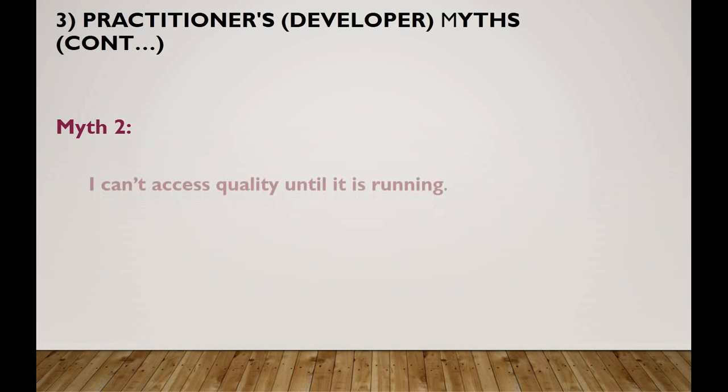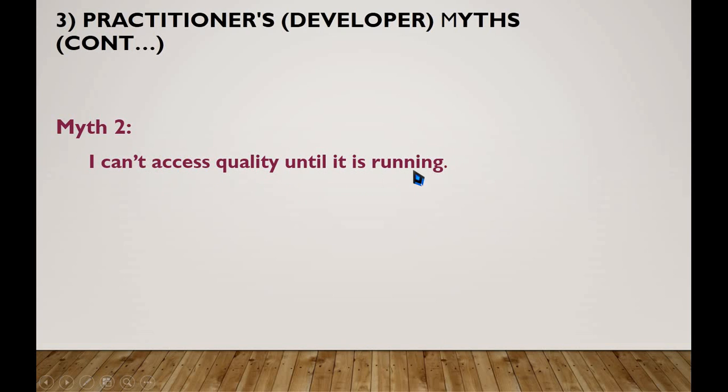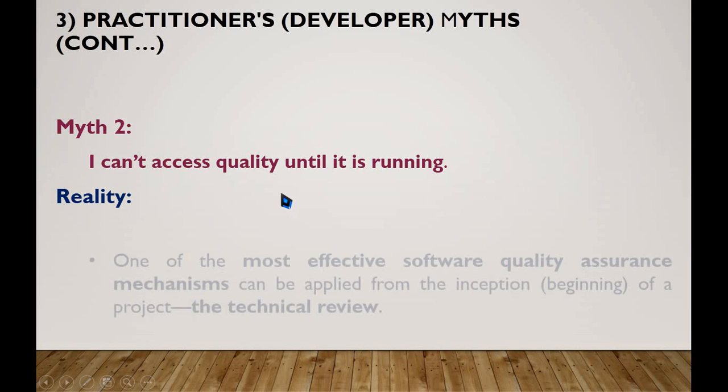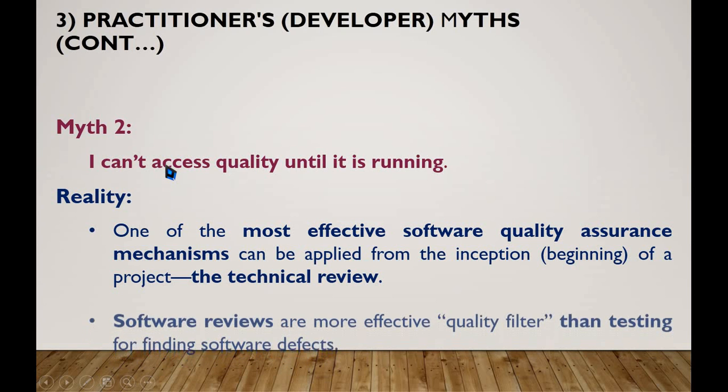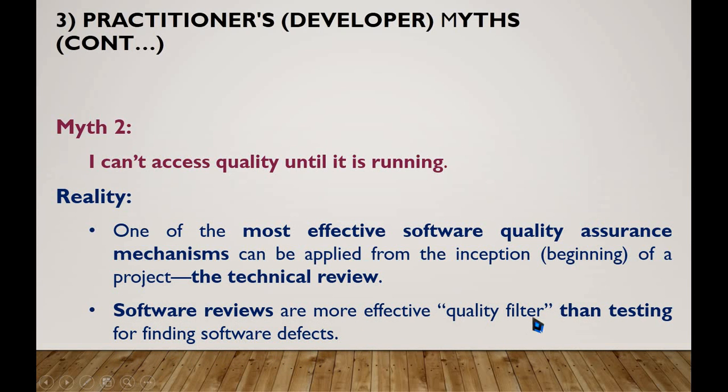Myth number 2 for programmers: I can't assess quality until it is running. That is the myth. Why? Because one of the most effective software quality assurance mechanisms can be applied from the beginning of the project. That is the technical review. If we complete some module or task, or we are going through a process, we can check its quality through technical reviews. Software reviews are a more effective quality filter than testing for finding software defects.